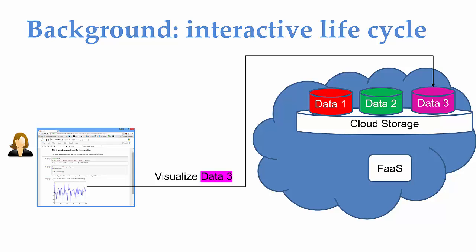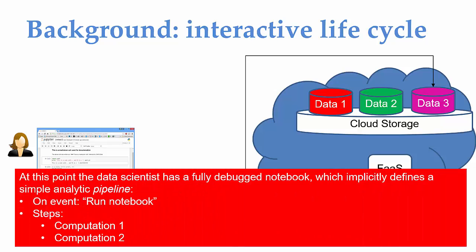You see that in the notebook there is some visualization happening, and essentially she has now debugged her notebook, and the data scientist has implicitly defined a simple analytic pipeline. Essentially, on event run notebook, two steps are being executed, computation 1 and computation 2.